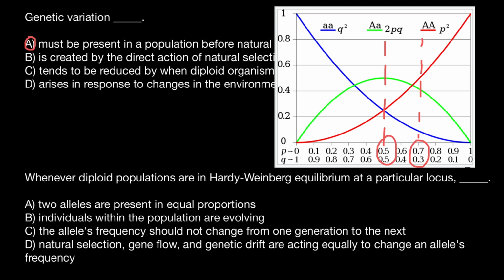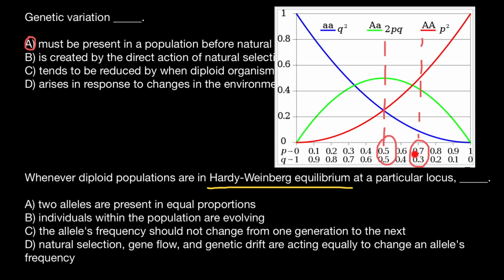We can find the frequency of the three genotypes according to the frequencies of the two alleles, which can be different, and it's not necessary that the two alleles are present in equal proportions. So this is a false statement. And next statement, individuals within the populations are evolving. Actually, in the question itself you have a hint. It is called Hardy-Weinberg equilibrium. That means that the population is not evolving and allelic frequencies stay the same from one generation to another.